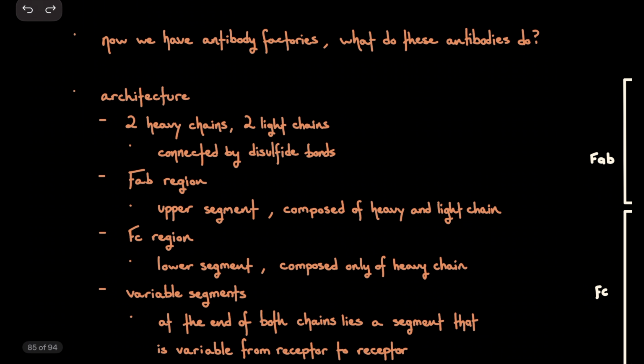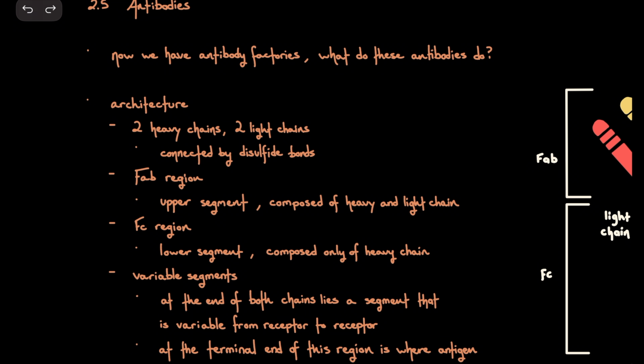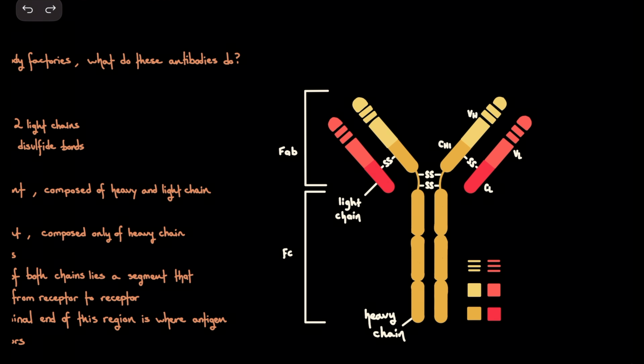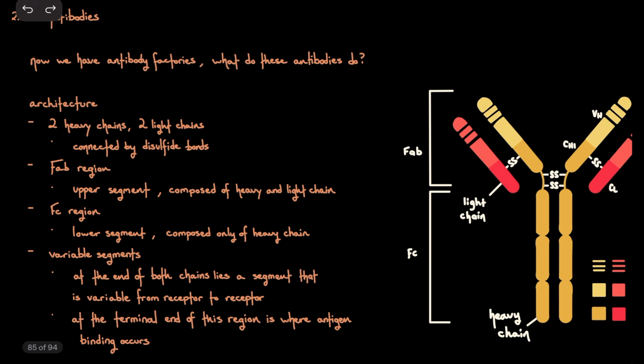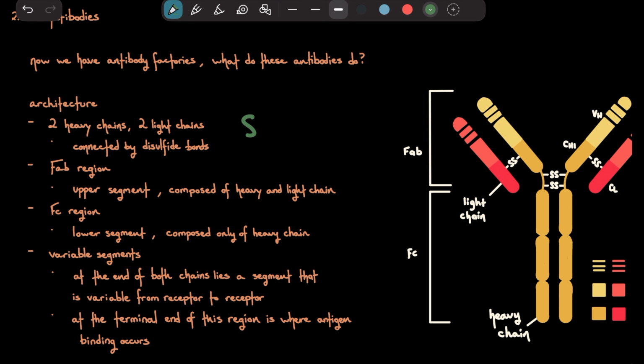So first off, how they look, how they are composed. What is the architecture? Well, we have two heavy chains and two light chains. So let's look at that. In the yellow is the heavy chain. In the red, or the pink, is the light chain. And these are connected by some disulfide bonds. That disulfide just means two sulfur atoms.